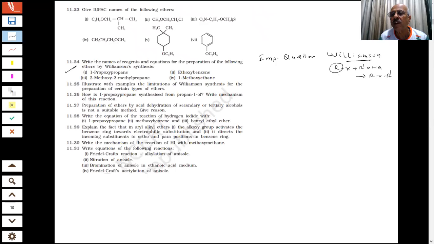The RX should be 1 degree. Otherwise this reaction doesn't take place because it's an example of SN2 reaction. We already know about all those things now. Elimination will take place otherwise. So the first question you have is to prepare 1-propoxypropane, students.